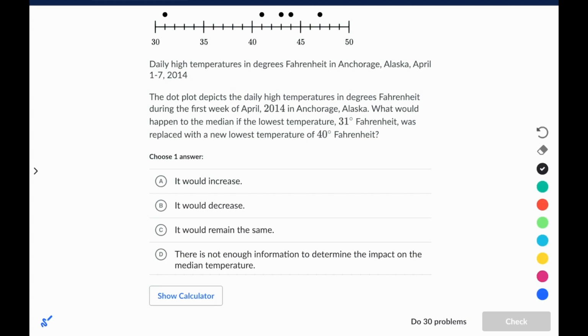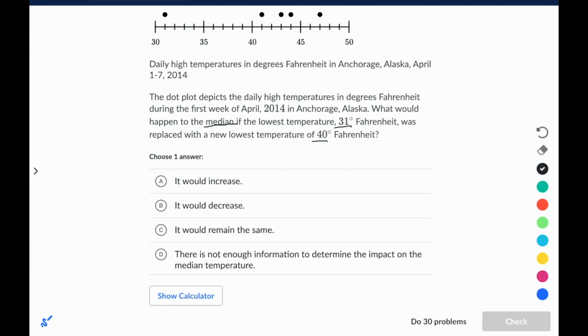So question 1. Daily high temperatures in degrees Fahrenheit in Anchorage, Alaska, April 1st to 7, 2013. Okay, so this looks like a scatter plot or something like that. The dot plot depicts the daily high temperatures in degrees Fahrenheit during the first week of April 2013 in Anchorage, Alaska. What would happen to the median? Okay, we need to find out what would happen to the median, so the middle value, if the lowest temperature, 39, was replaced with a new lowest temperature, 40.